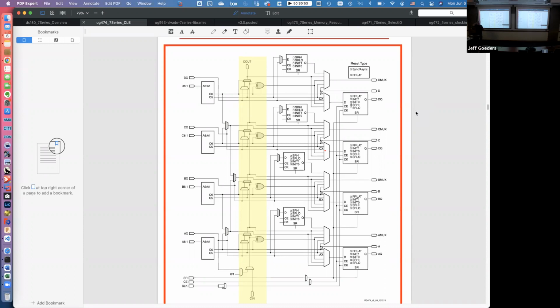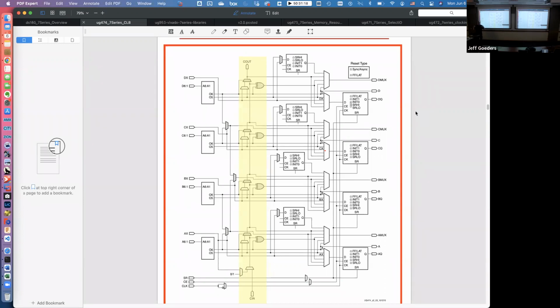So those switch boxes that Dr. Goders drew, that had all the wires coming in and then all the muxes to select where the wires would go, that's all sitting to the side of this slice in what we call an interconnect tile. Okay? Now, one of the challenges, though, is that going out into that interconnect tile is a little slow.